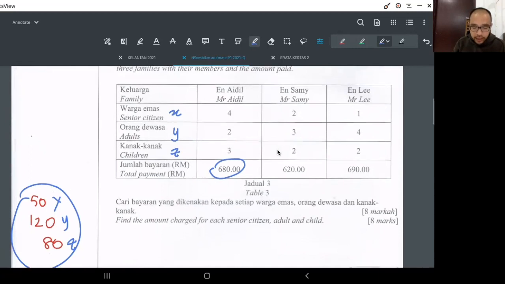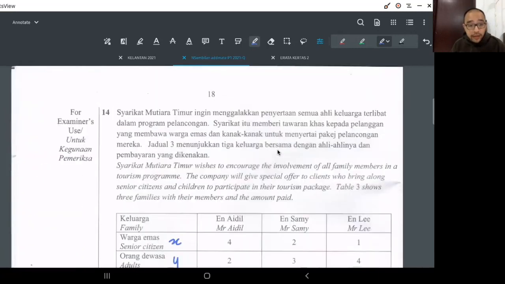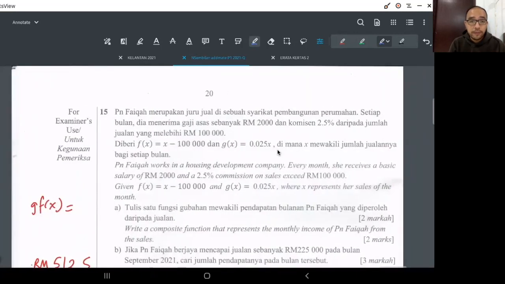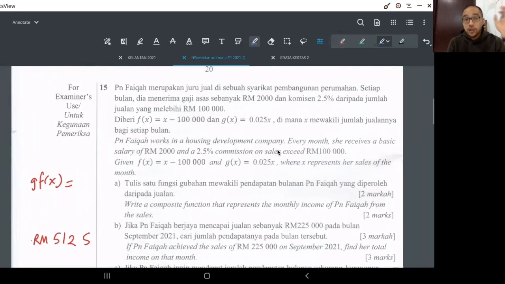Simultaneous equations, give this a try. I would definitely recommend everyone to answer this because it's a simultaneous equations question. Very simple, quite simple. All right, this last question is a functions question. It can also be answered logically.